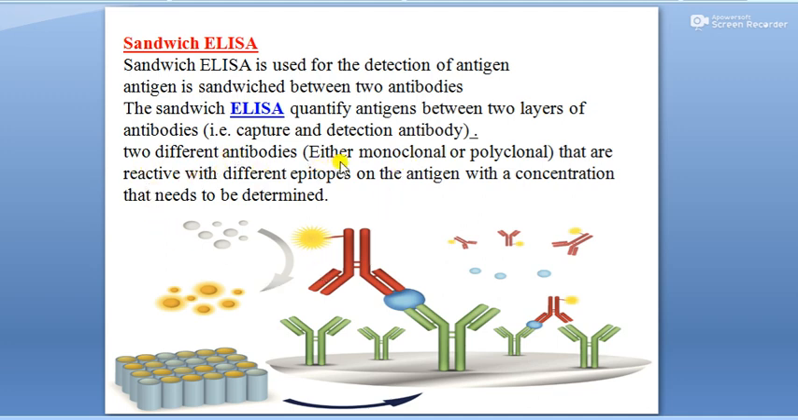So, two different antibodies, either monoclonal or polyclonal, that means antibodies have monoclonal activity or polyclonal activity. Any antibody can be used that is reactive with the different epitopes on the antigens, with a concentration that needs to be determined. That means two different types of antibodies are used, either may be monoclonal or polyclonal, that are reactive with different epitopes, right. They have a property to react with different epitopes on the antigens with the concentrations that need to be determined.